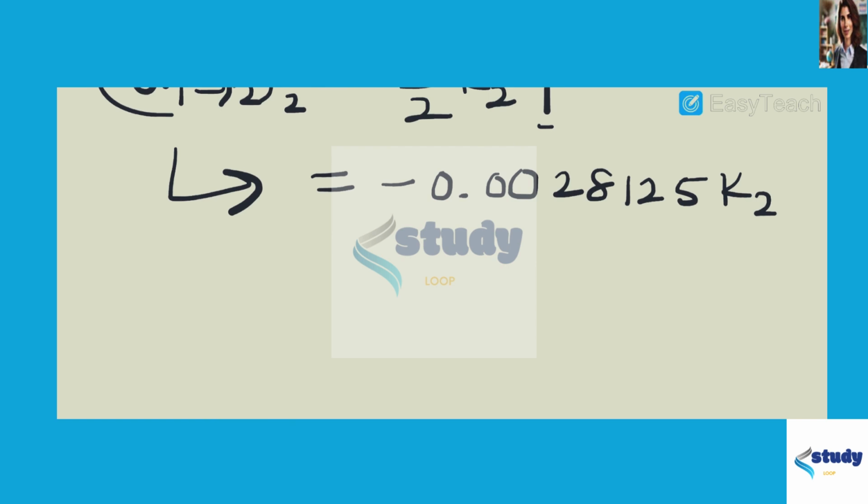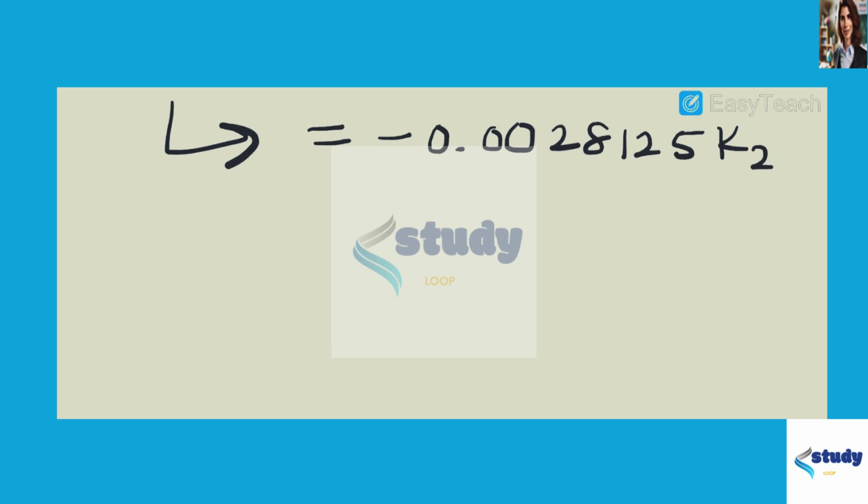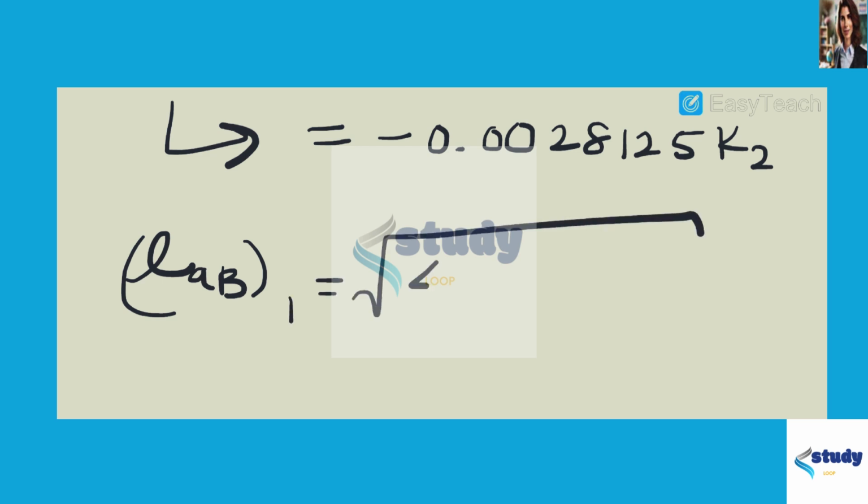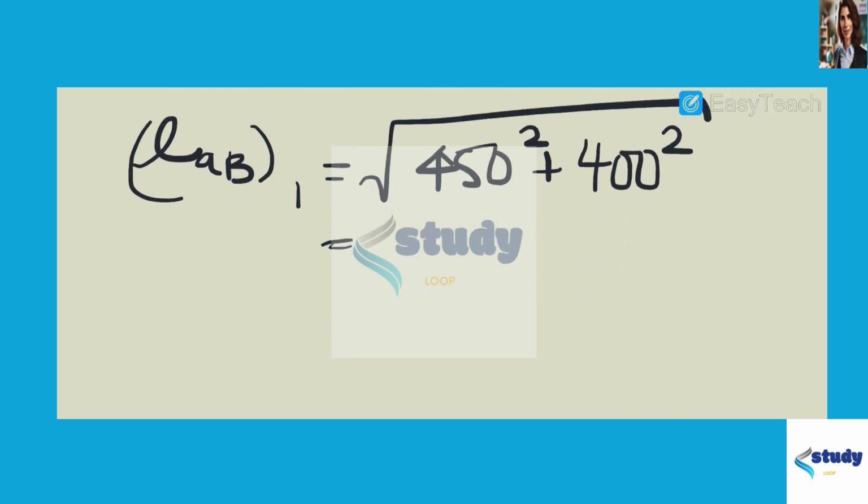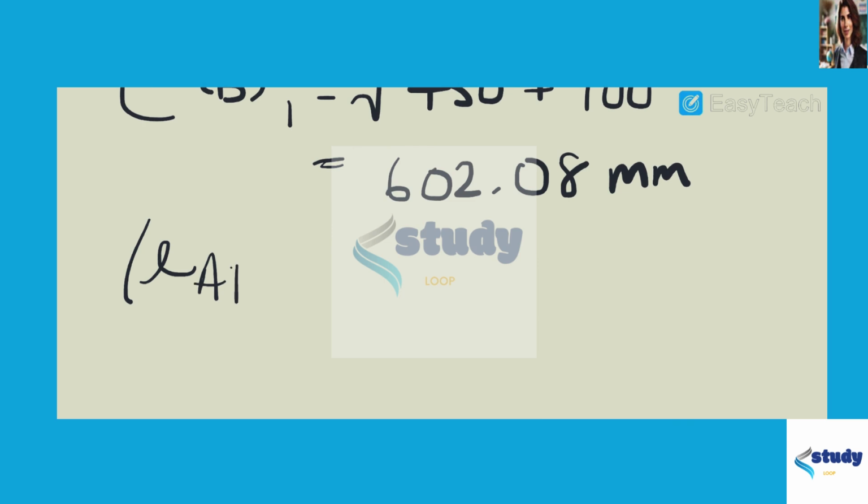So next, we also have to account for the work of the 150 Newton force that's applied via the cable. At position 1, we need to solve for length AB, and we can use the given quantities in the Pythagorean theorem. So length AB at 1 is equal to the square root of 450 squared plus 400 squared. And this gives us a length AB of 602.08 millimeters. At position 2 now, length AB is going to be equal to 400 millimeters because it's directly horizontal.